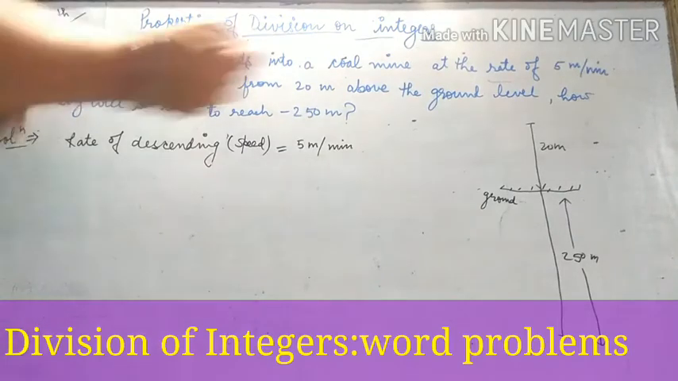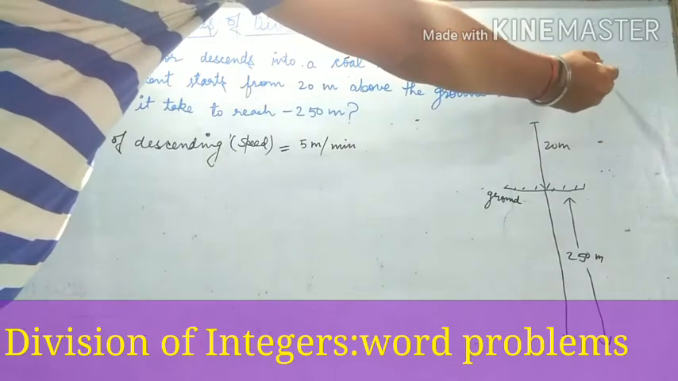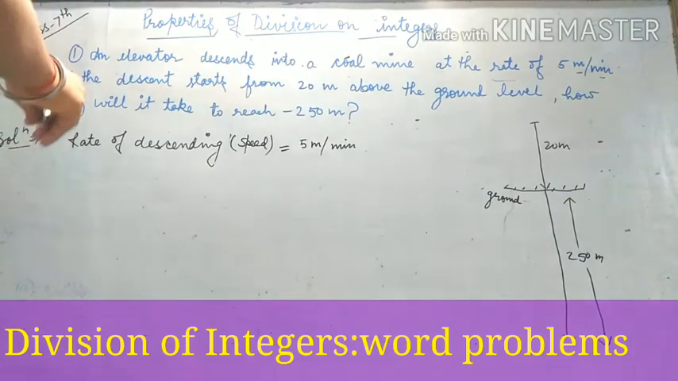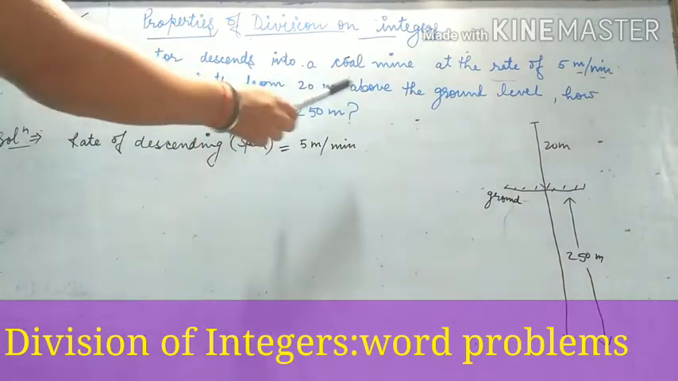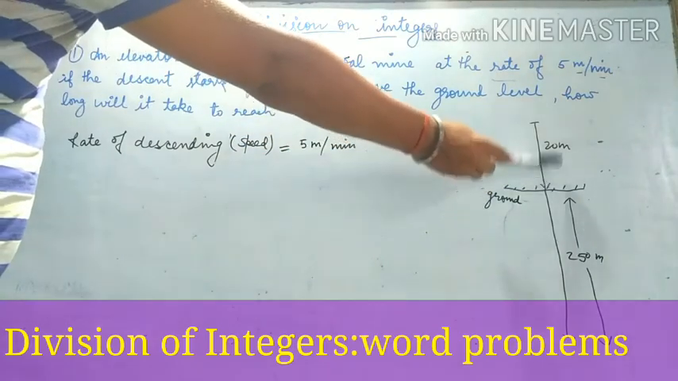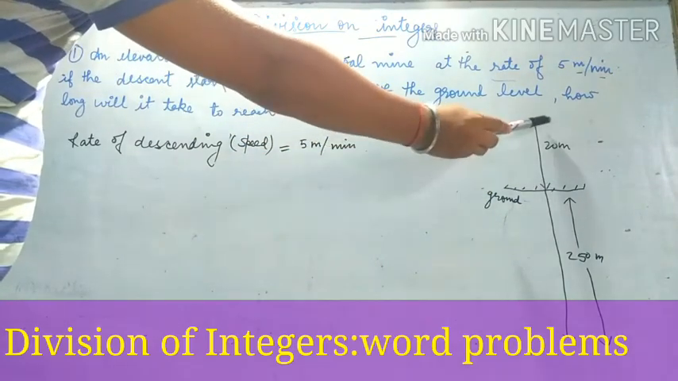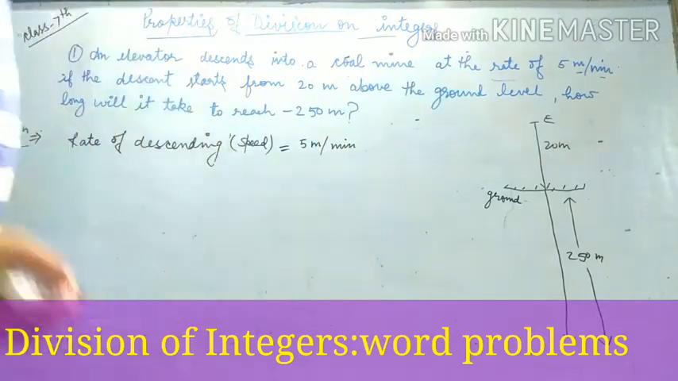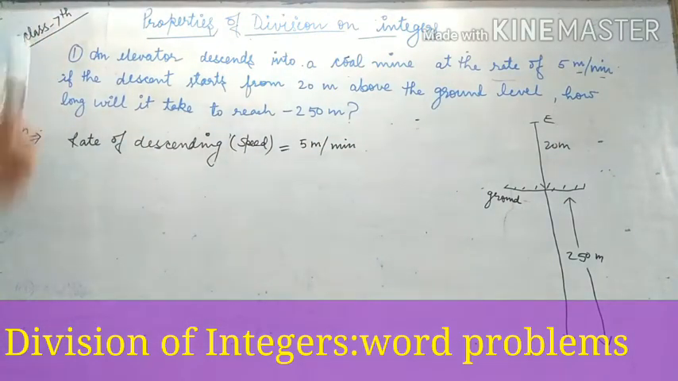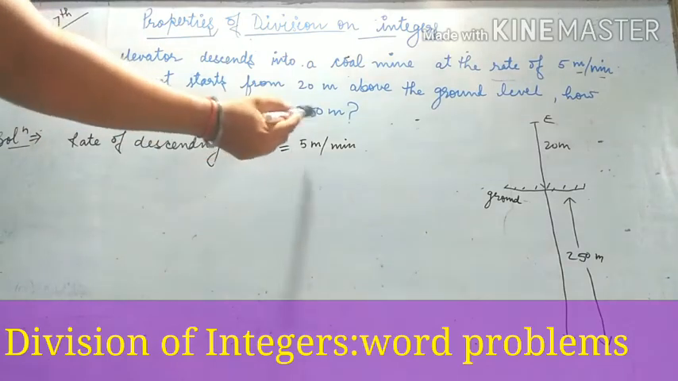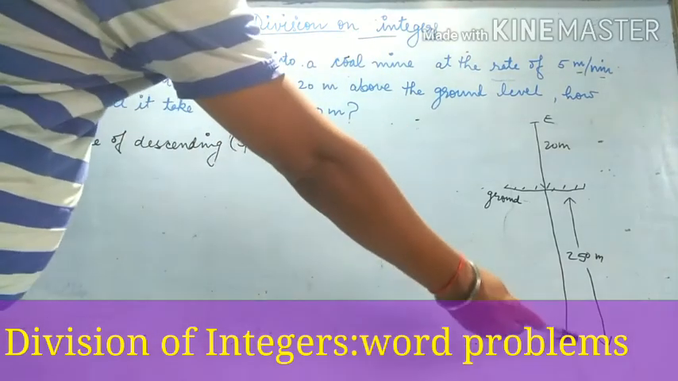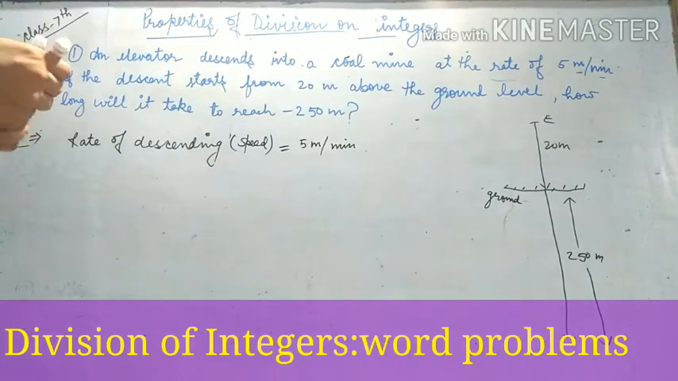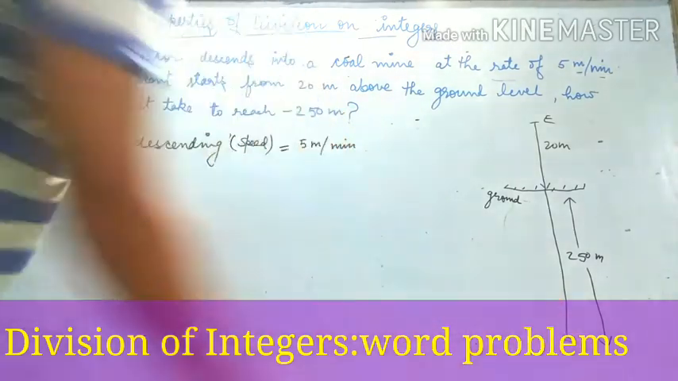Look at here, there is both the distance and the time. It means it is speed. Distance upon time, that is called speed. If the descent starts from 20 meters above, look at the figure. This is the above area. The elevator is in this position. There is the elevator above the ground 20 meters, and it wants to go minus 250 meters to the bottom here. Okay. So how much time will it take to reach the bottom here?